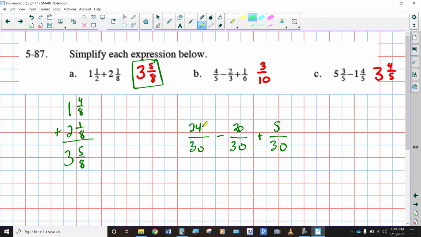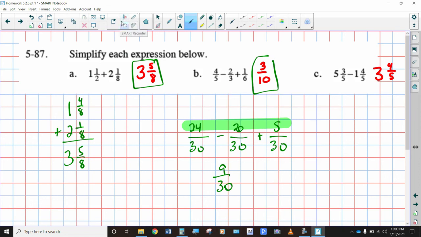Now we're just going to go straight across the numerator. 24 minus 20 is 4. And 4 plus 5 is 9. Now 9 over 30 is the answer, but it's not in simplest form. So you'd want to simplify it down to 3 over 10.